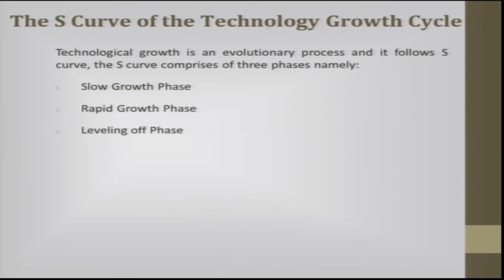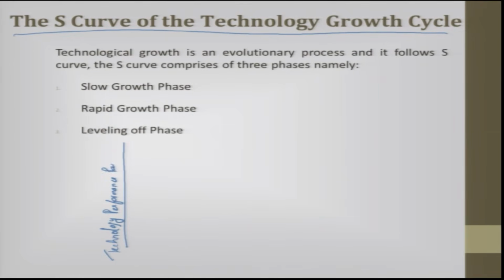The other one is the S type of curve of the technology growth cycle. Technology growth is an evolutionary process. So, let me draw a technological graph with respect to time. This is nothing but technology performance parameter, and this is with respect to time.